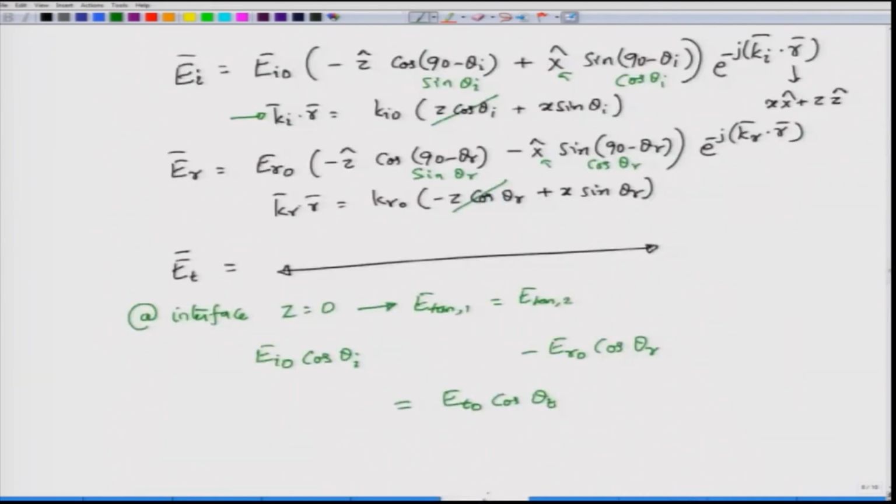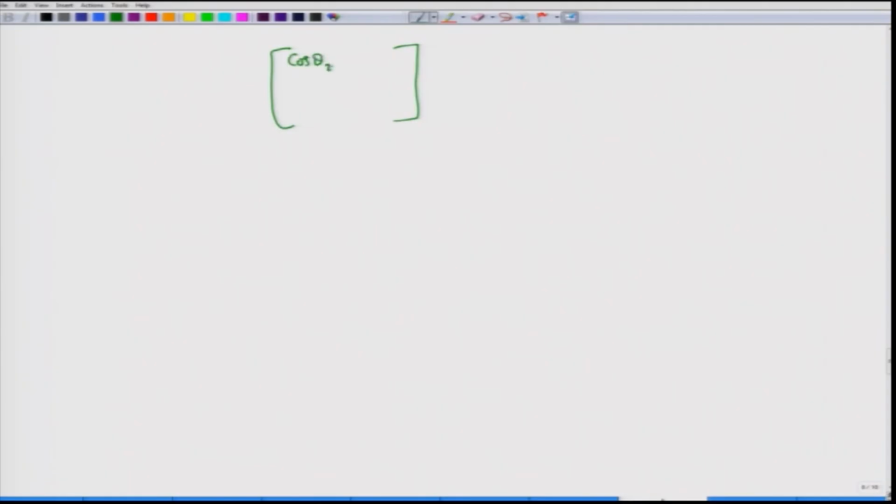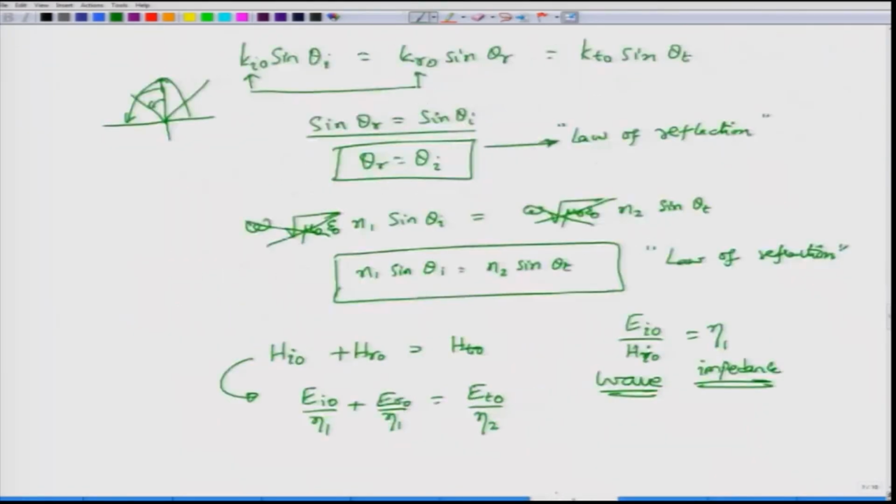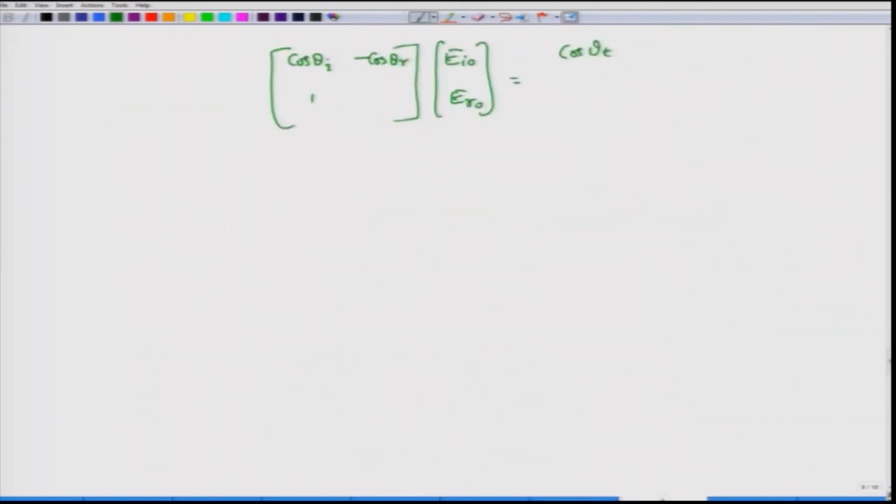Now, I have two simultaneous equations. So, I can put them into a matrix form. The first condition would be cos theta I, and then minus cos theta r, times EI0 and ER0, equal to cos theta t. And what is the other condition that I have from the magnetic field? I can write this as EI0 plus ER0 equals eta 1 by eta 2 times ET0. So, I can put this in matrix form saying 1 and 1, equal to eta 1 by eta 2 for ET0.